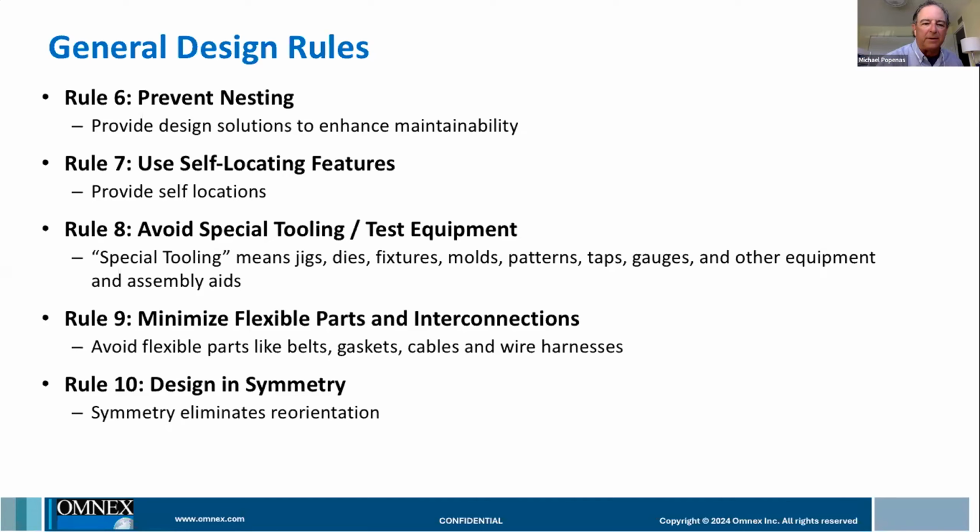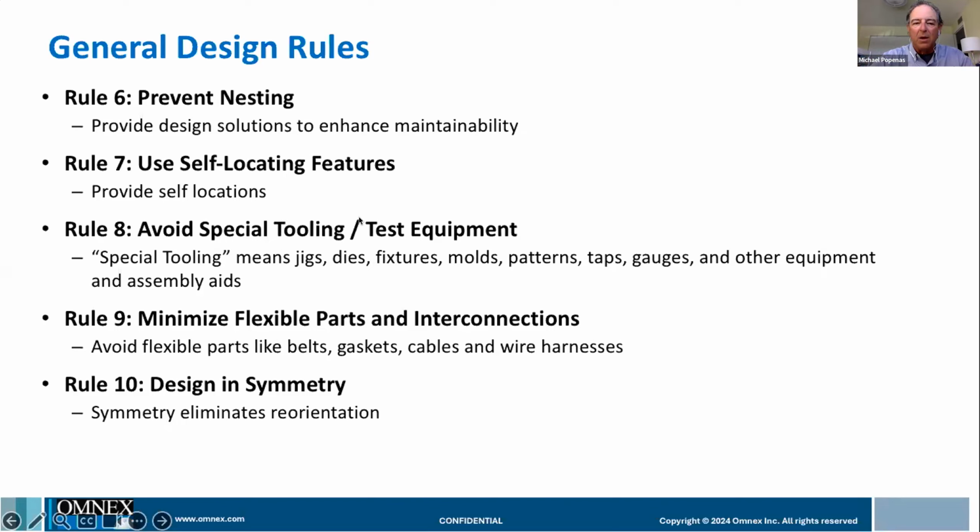Conversely to that, self-locking features, those things that should lock into each other, right, are very obvious and easy to do. Rule 7. Rule 8, how about getting rid of all that stuff? Jigs, fixtures, patterns, taps, other equipment, assembly aids. How much secondary and tertiary stuff do we have to have around to put stuff together, right? What can we do in the simplicity of the design, features, forms of the components so we can get rid of some of these things?